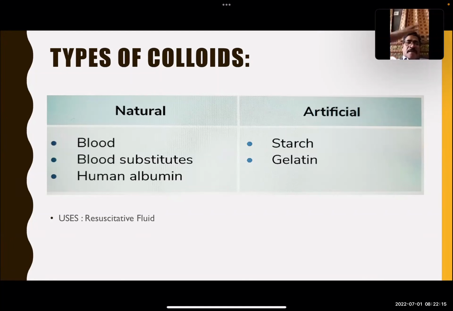The body will try to shift water from the intravascular space to the surroundings, like the interstitial spaces and the cells of our body. The shift of water occurs from hypertonicity to hypotonicity. So the fluid will now shift from interstitial to the intravascular. So these are the important things.